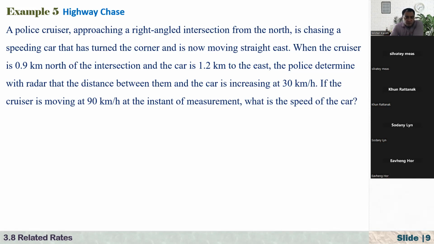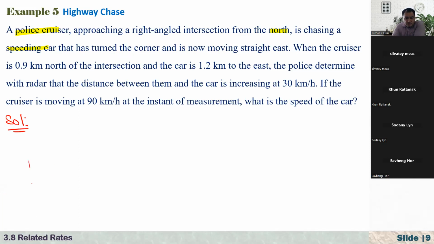So actually, what's happening here? We're talking about 2 things, right? What's the problem here? So we are talking about a police cruiser approaching a right angle intersection from the north, chasing a speeding car that has turned the corner and is now moving straight east. Right? And immediately after reading the question, what do we understand from this?